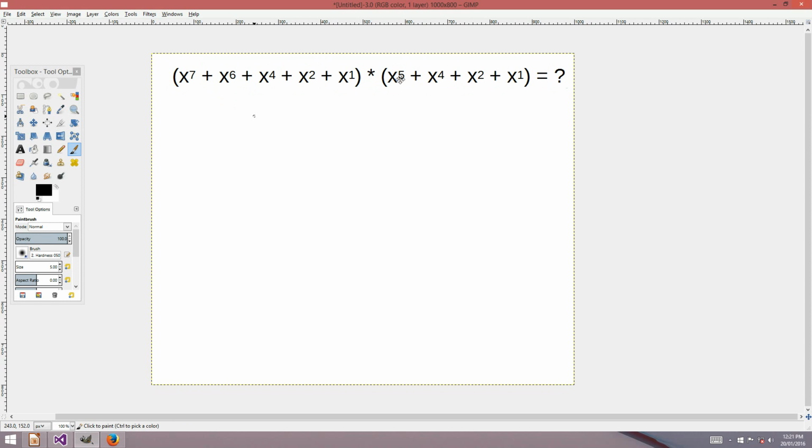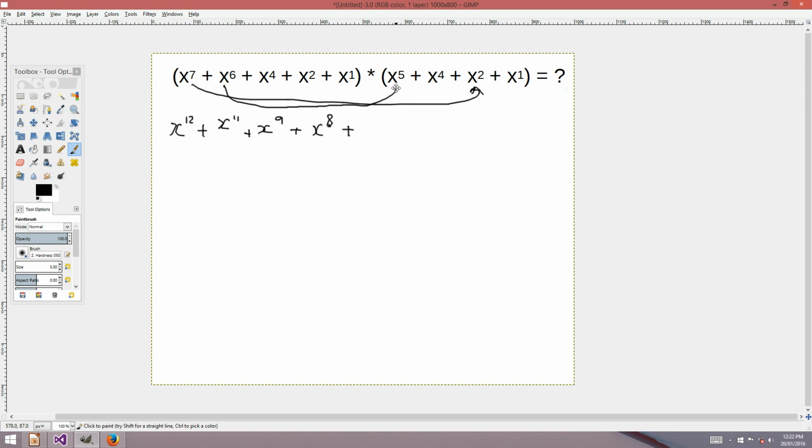saying x to the 7 times x to the 5 gives x to the 12. X to the 7 times x to the 4 gives x to the 11. And then we will do the 7 and the 2, which means x to the 9. You see, so you just plus up the exponents. 7 plus 2 gives you 9. And the last one will be x to the 7 times x to the 1, which gives us x to the 8. And then we would move on to the 6.